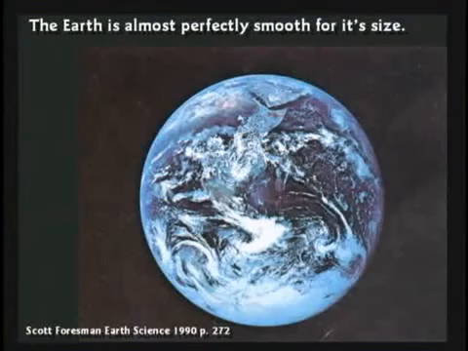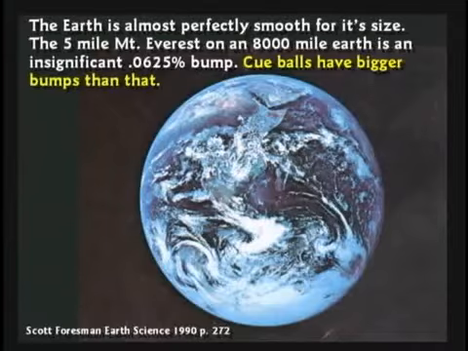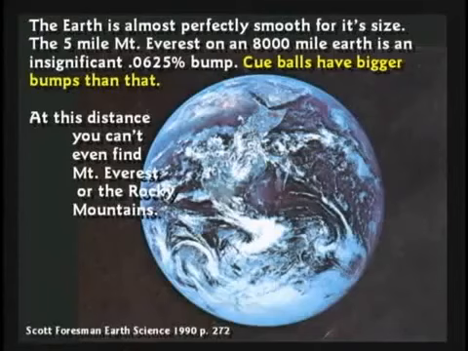The earth today is almost perfectly smooth for its size. The biggest mountain we know of is Mount Everest, 5 miles tall. Well, on an 8,000-mile Earth, that's 0.0625%. Cue balls have bumps bigger than that. If you shrank the Earth down to the size of a cue ball, it would be smoother and rounder than the cue ball. Even though Earth has these giant mountains, they're insignificant compared to the size of the Earth. At this distance, you can't even find Mount Everest or the Rocky Mountains. You couldn't find them.